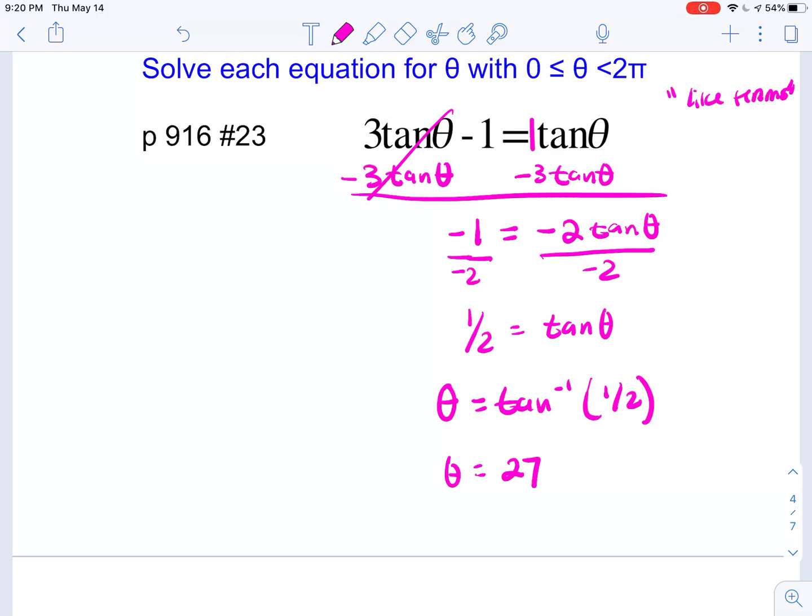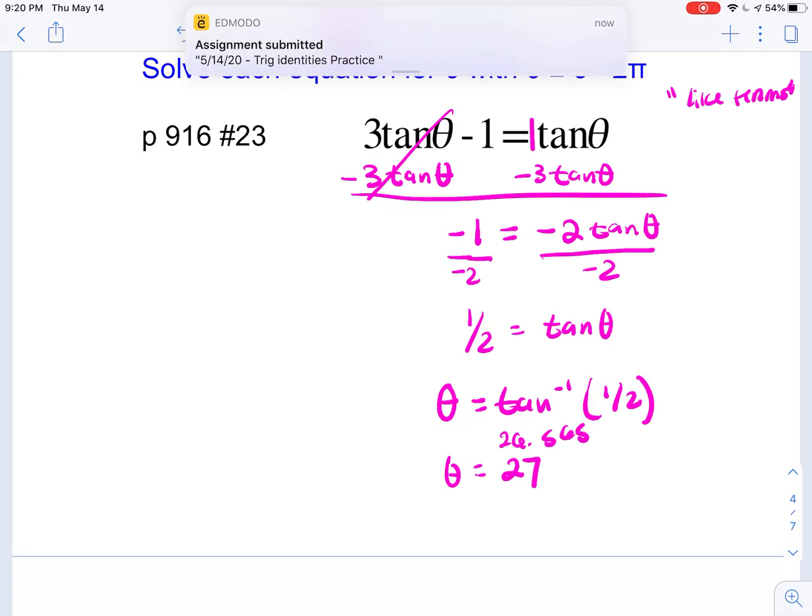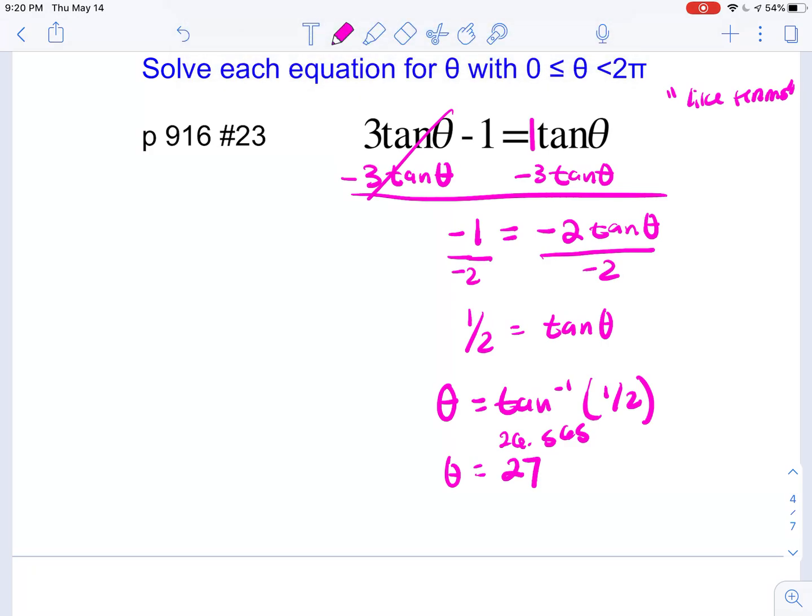So arc tangent, mode is in degrees. Second tangent, type in 1/2, and we get 26.565. So what we're going to do for these when we're in degree mode is round to the nearest degree. So that's going to be sufficient here.